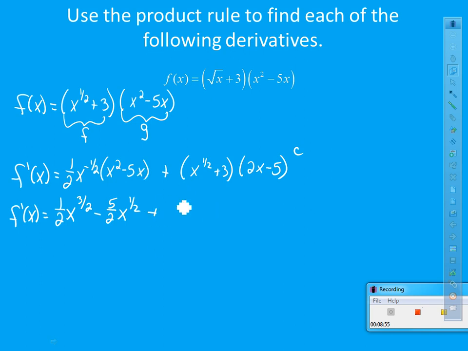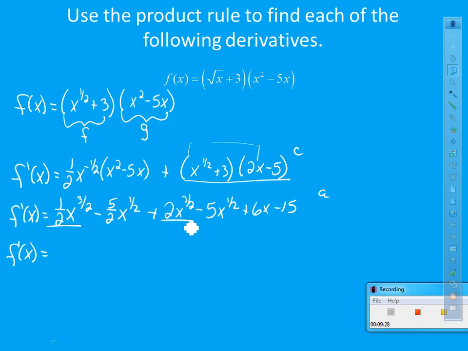Now when I come over here, I got to FOIL that thing out. So here goes the FOIL. When I go here to here, I'm going to get 2x to the 3/2. When I go here to here, I'm going to get minus 5x to the 1/2. Here to there is plus 6x minus 15. Algebra step. Hey, go through and find any like terms that you can. So f prime of x is going to be, there's a 1/2 x to the 3/2 and a 2x to the 3/2, which is a 5/2 x to the 3/2.